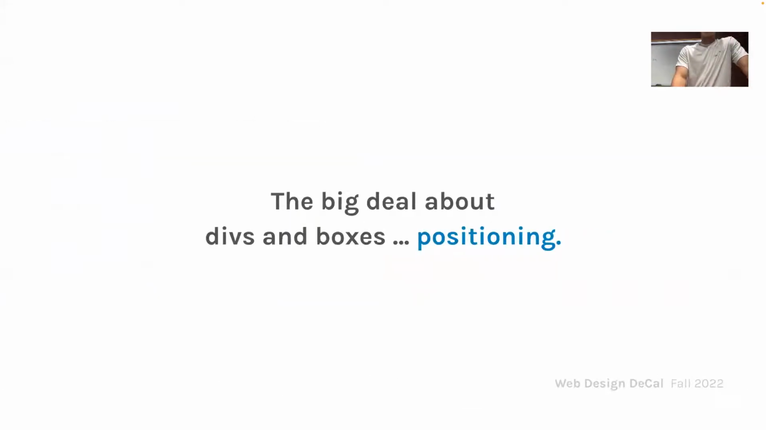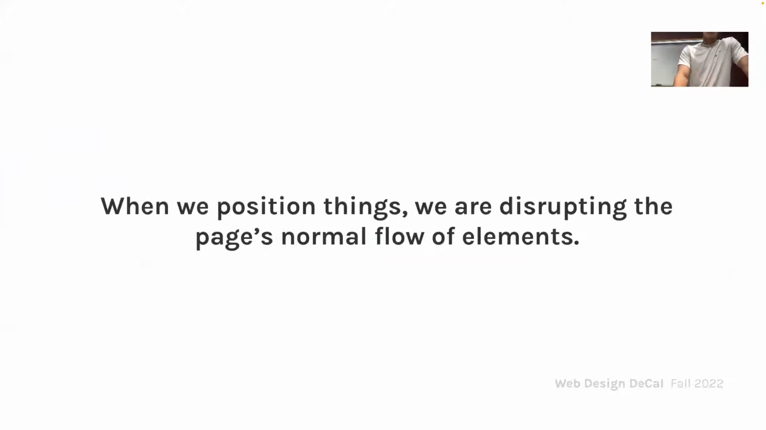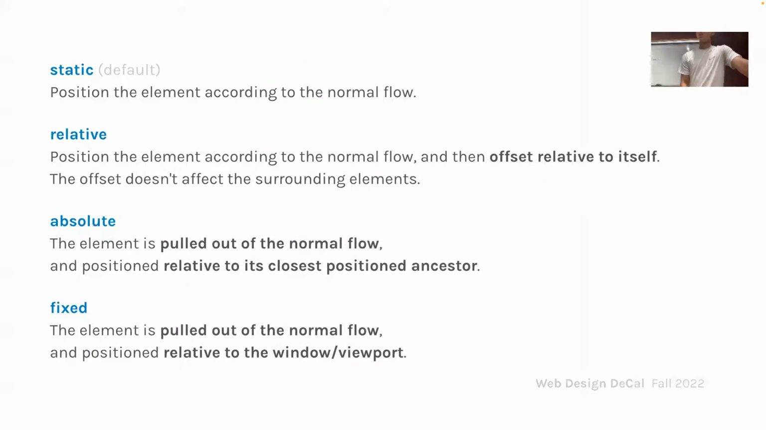So I guess the big deal about divs and boxes is positioning. When we position things, I'm sure you've seen that without any CSS, the elements just go one by one right below each other. When we position things, we take them out of the normal flow of the elements. These are the 4 positions that you're gonna have. Static is the default positioning that we've seen during all of the assignments so far in this class. That positions the elements according to the default flow, where you position one below the other and then keep on going.